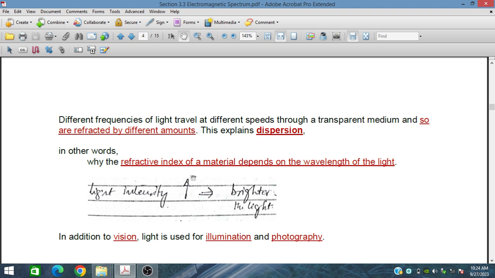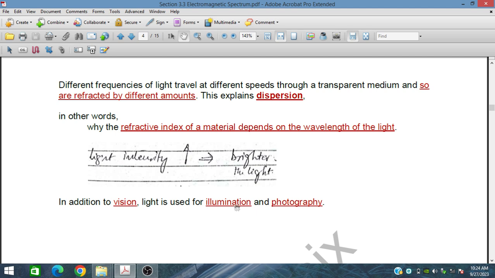If light intensity increases, brighter light becomes brighter. In addition to vision, light is used for illumination and photography.